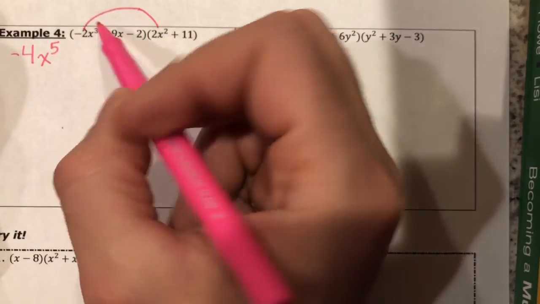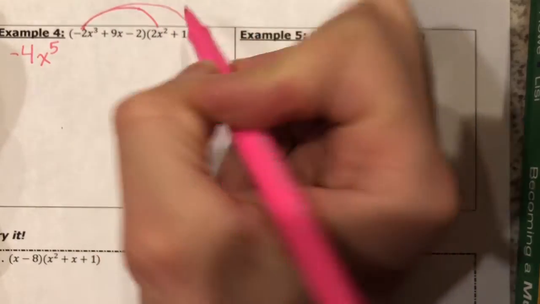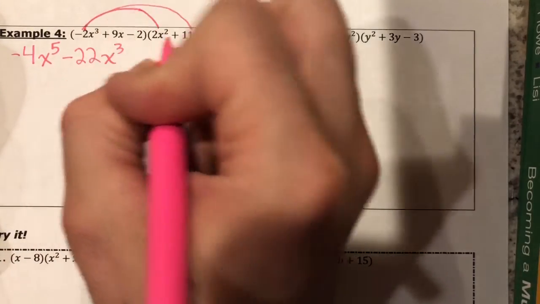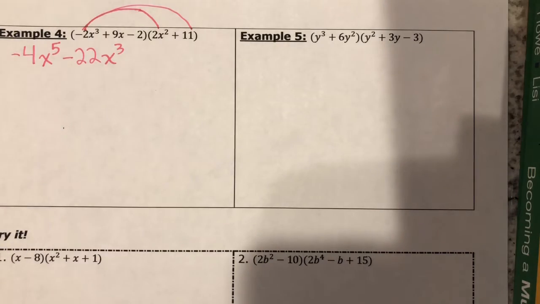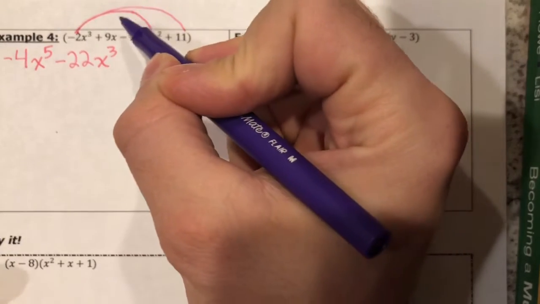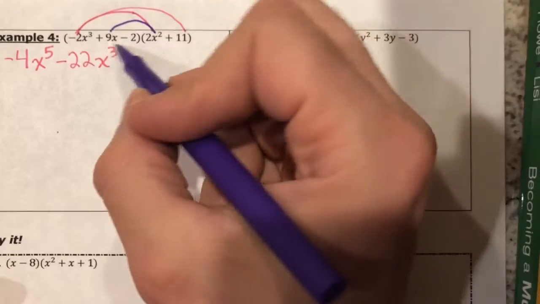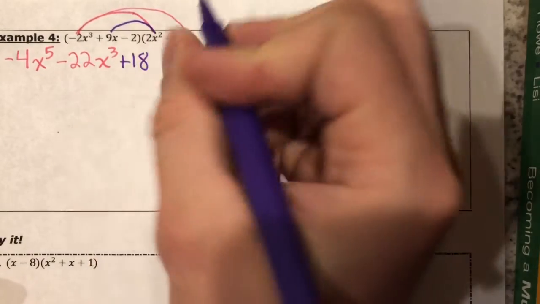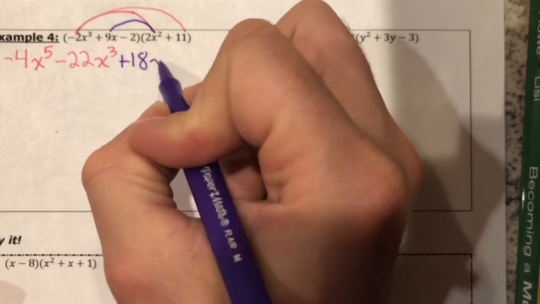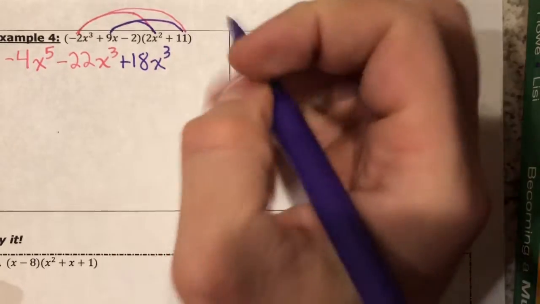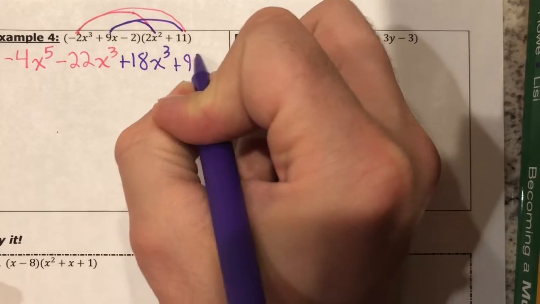Now we have negative 2x cubed times positive 11. So for the numbers, we get negative 22. And then we keep the x cubed. And now I'm writing a little large, so I might have to go on to the next line even. So we have 9x times everything in the second set. So 9 times 2 would be 18. X times x squared would be x cubed. And then we have 9x times 11, so plus 99x.